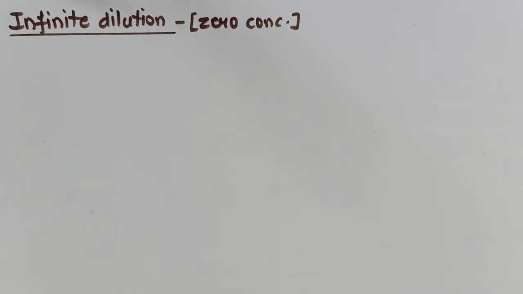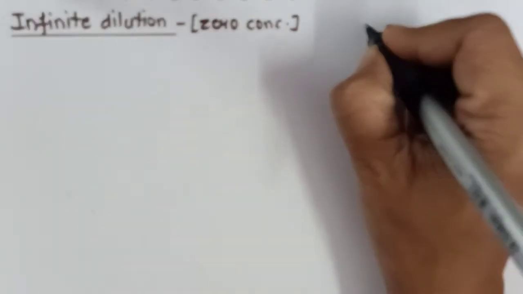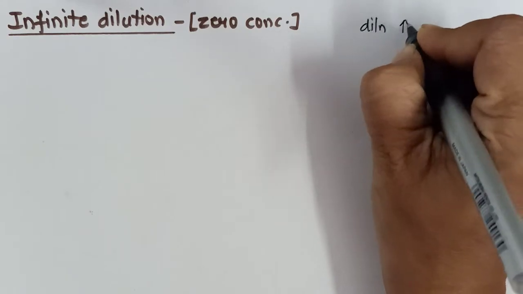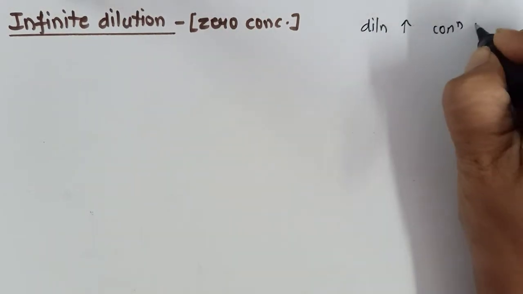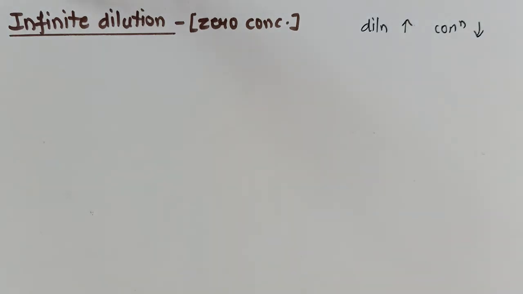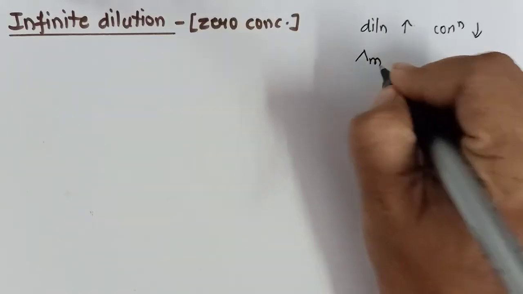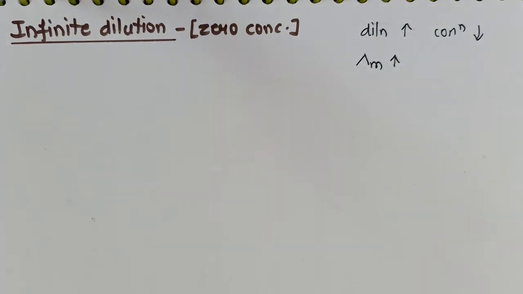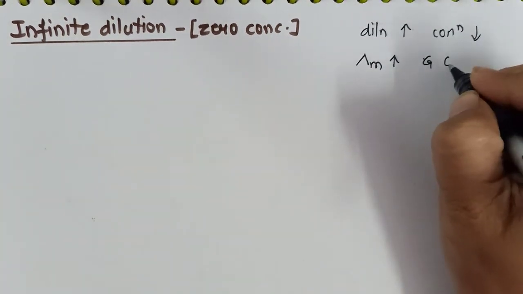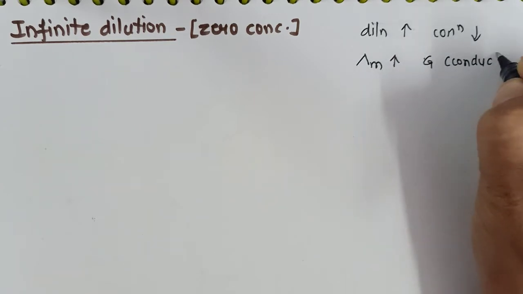Hello students, let us discuss what we have learned in our last video. In our last video, we have seen that as the dilution increases, the concentration of the electrolyte decreases and its impact on the molar conductivity is that it will increase. Or we can say G, which is conductance, increases.